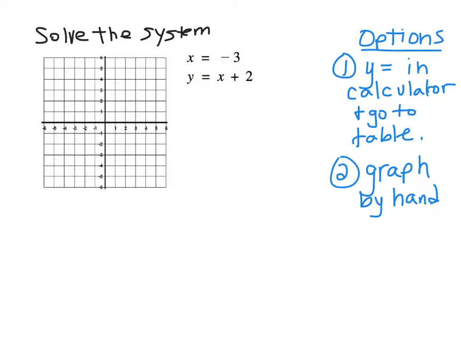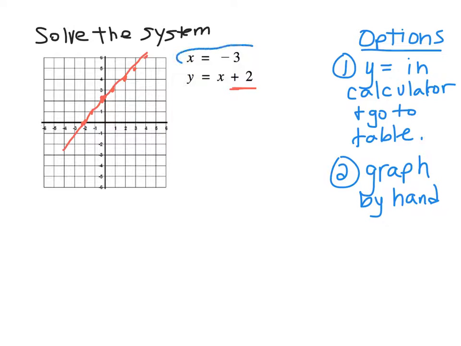So to graph this by hand, I always need to start at my y-intercept. My y-intercept is 2, so I'm going to put a point on 2. And then my slope is 1. So I'm going to go up by 1, up and over, up 1 over 1. And I'm going to go down 1 over 1. So there's my first line.